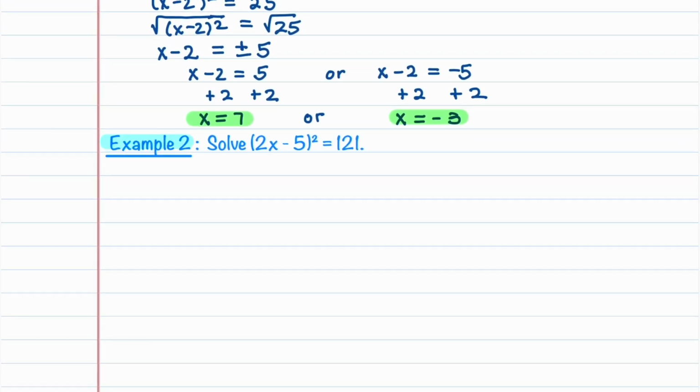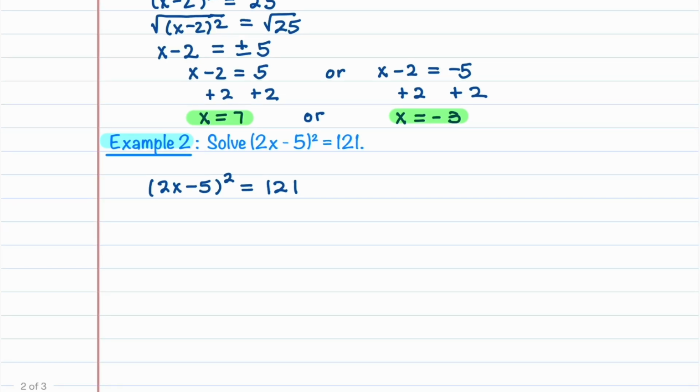You may want to pause the video and work this one on your own. We're going to be solving (2x minus 5) quantity squared is equal to 121. We have a squared term on the left, so we're going to go ahead and take the square root. There's no constant this time to have to divide by. Let's take the square root of both sides. On the left, we get 2x minus 5. And then on the right, we're going to get plus or minus the square root of 121, which is 11.